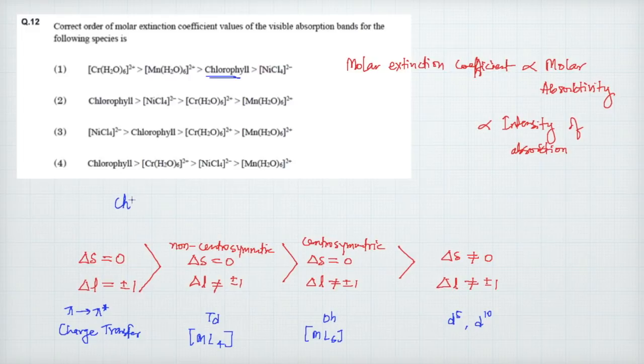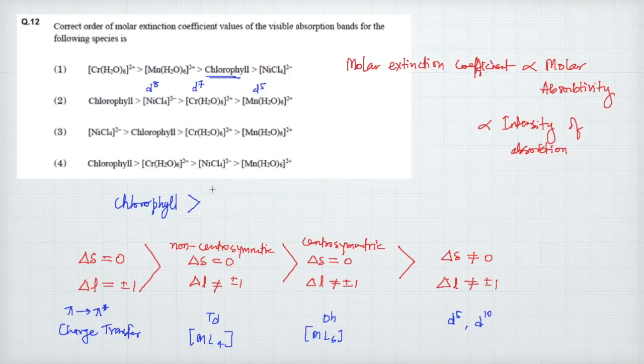Chlorophyll is going to give you the most intense band. Then in the others, there is no charge transfer spectra happening, neither in NiCl4, nor in Cr(H2O)6, nor in Mn(H2O)6. So what you have to look upon is whether the molecule is centrosymmetric or not. So NiCl4 2- is going to be a d8 molecule, and this chromium over here is going to be a d7 molecule, and this is going to be a d5 molecule.